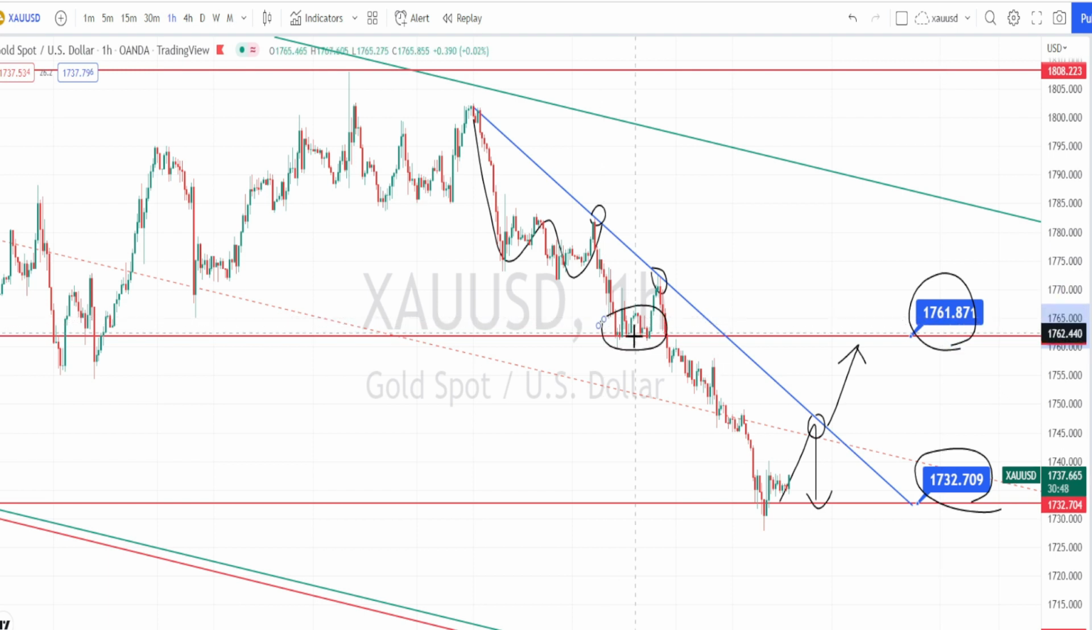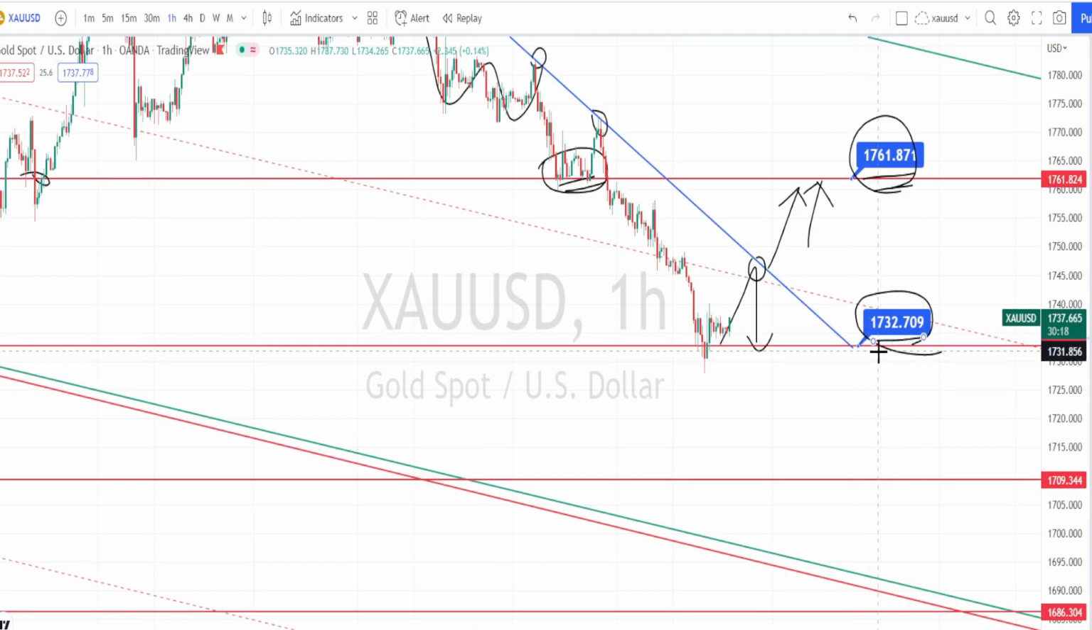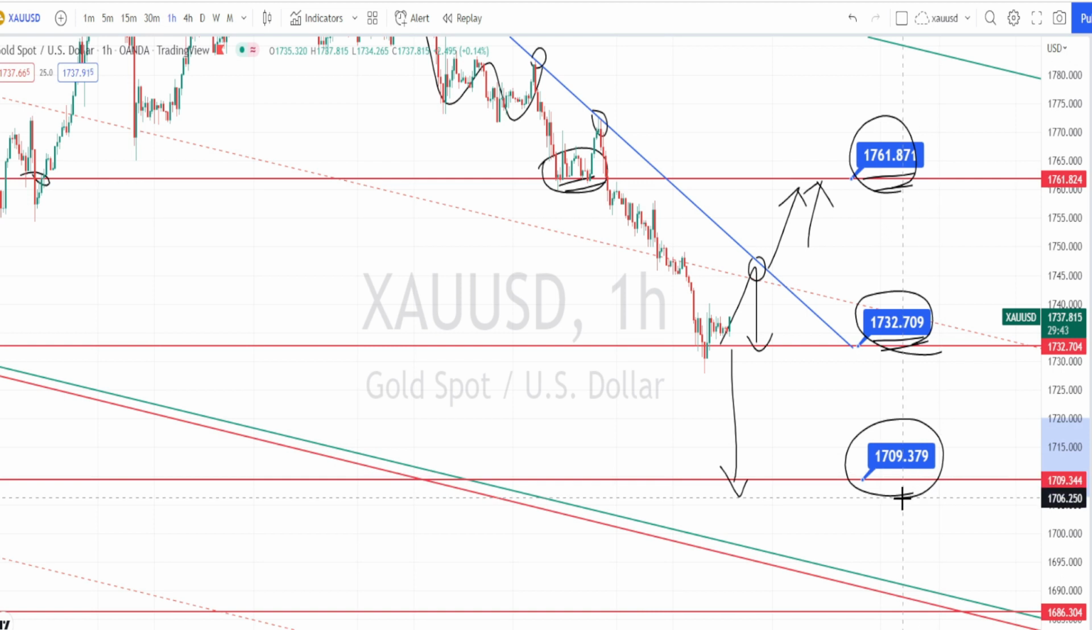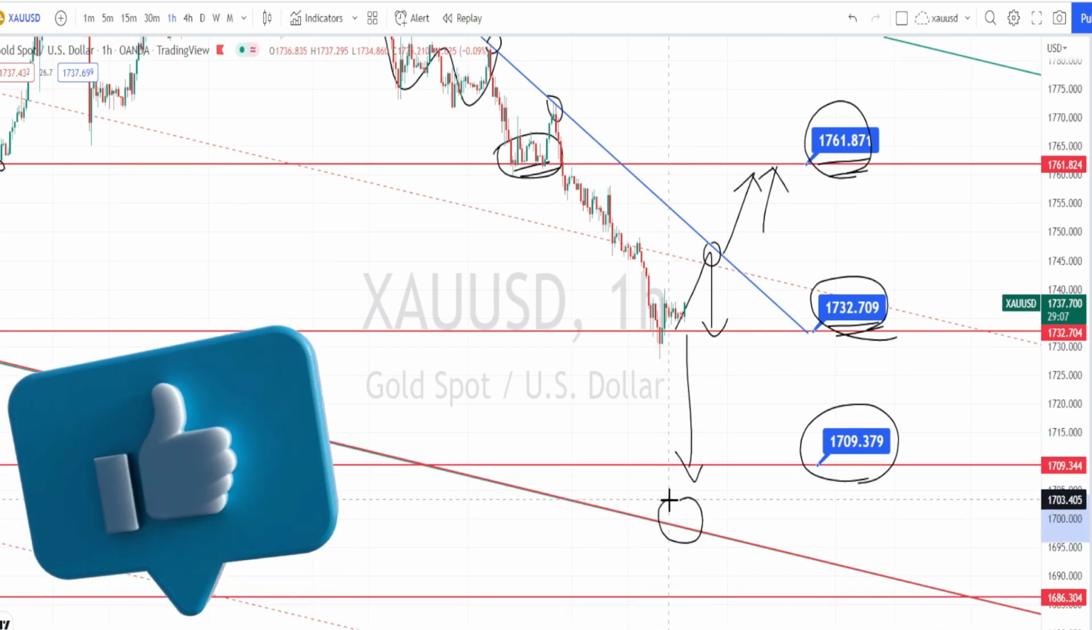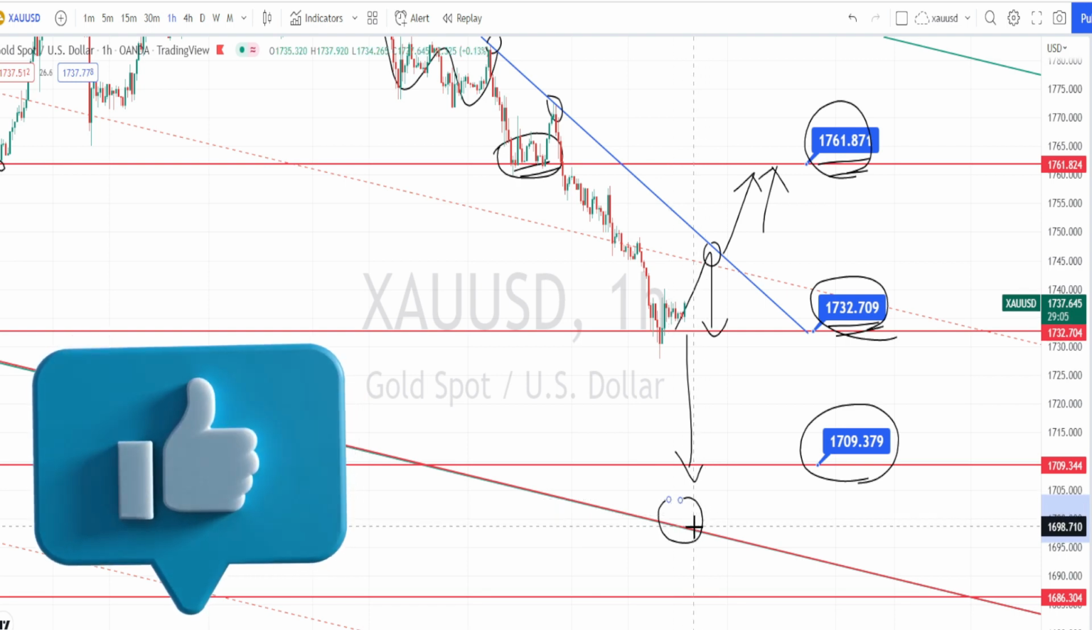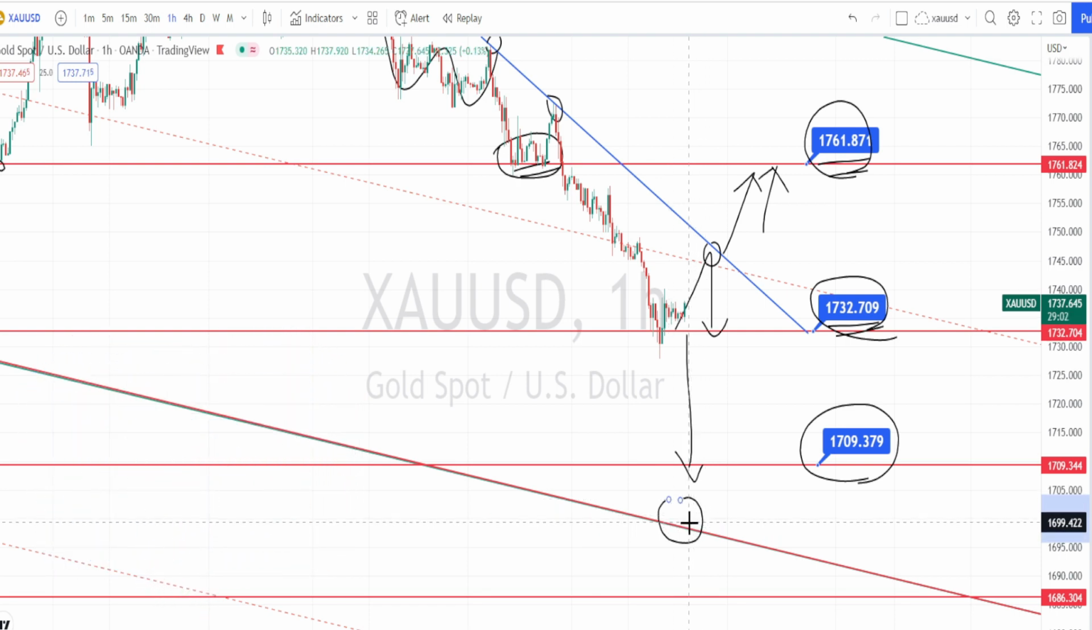This level had also acted as a strong support in the past, and for the current price action, this level will be acting as a resistance level. And once the price action breaks the support level of 1732, we can expect it to trend on the bearish side. Next level of support is going to be around 1709, or the bearish channel pattern trend line or the support line from the daily time frame, which is around 1700.